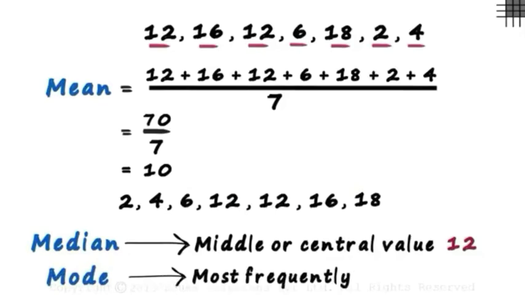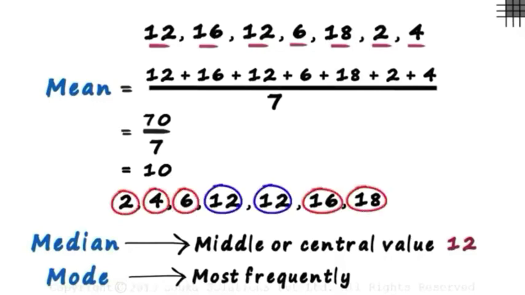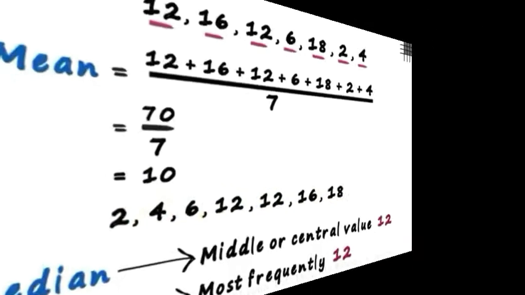It is the value that occurs more frequently. In our list, we can see that 12 occurs twice, and all other numbers occur just once. So the mode of this set of values is 12.